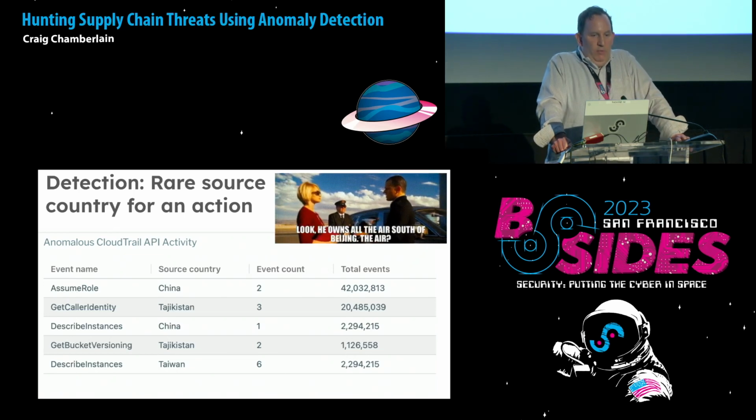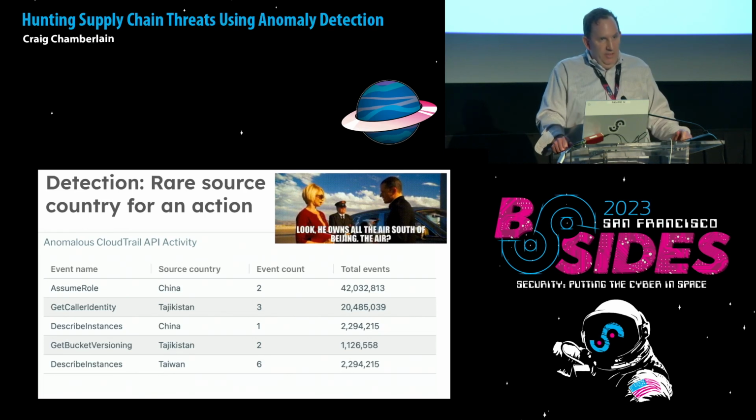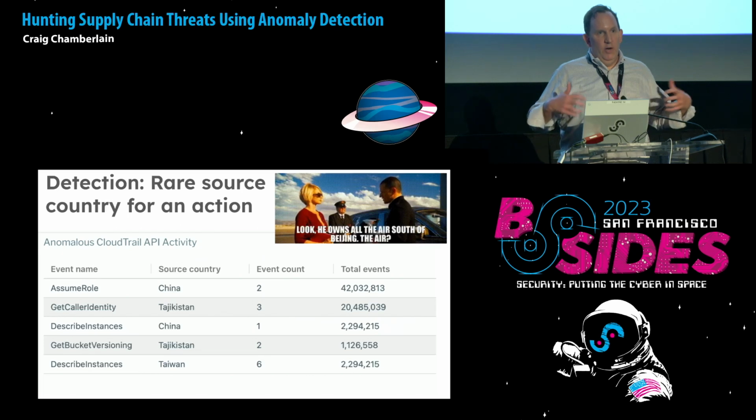So, does anyone notice anything right off the bat? In the first row, there are 2 assume role events from a source country, and then there's another describe instances event. Describe instances is what it sounds like. If you call describe instances with no arguments, it'll basically just return everything we know about all of the compute instances running in this account. Basically, just tell me everything about the compute instances.